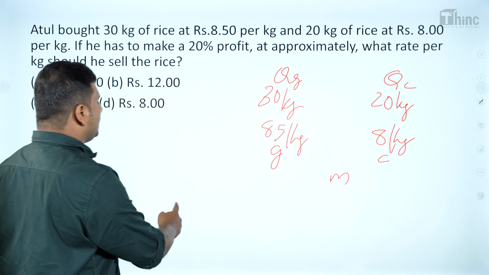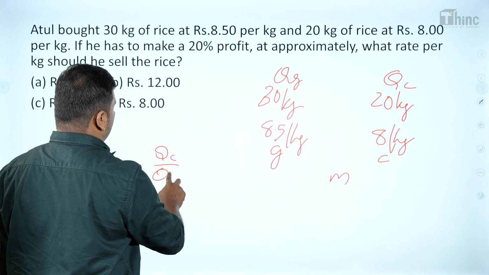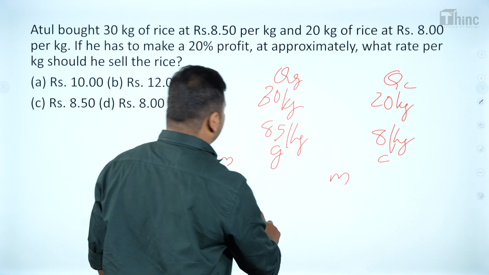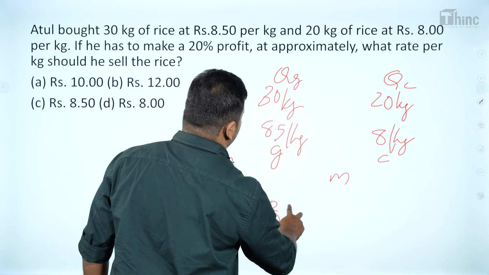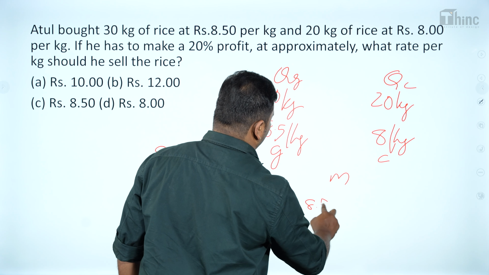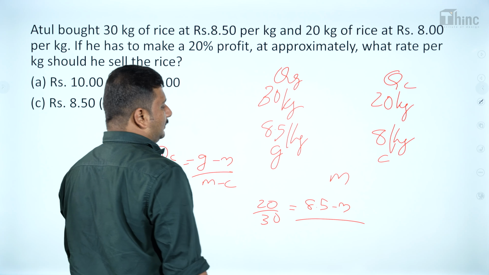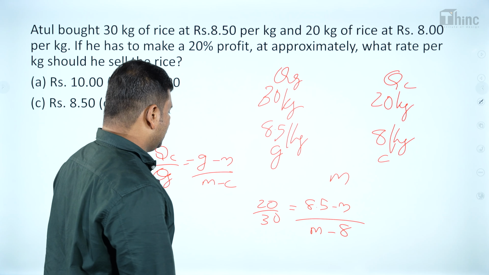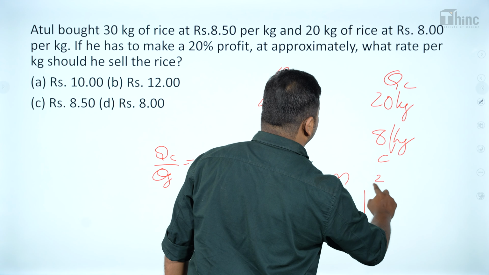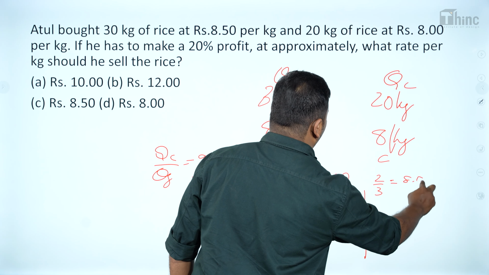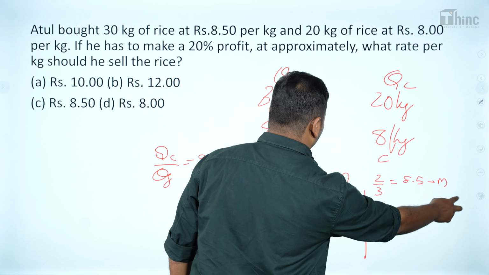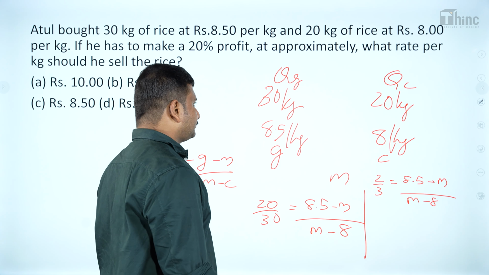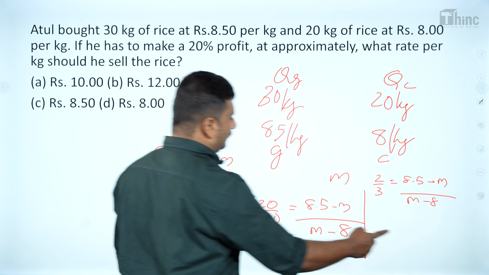We know that QC by QG equals G minus M by M minus C. So what is QC by QG? 20 by 30 equals G minus M, 8.5 minus M, by M minus C, M minus 8. I think this is clear for you. So what will we get? 2/3 equals 8.5 minus M by M minus 8. Now we can cross multiply these two to get the M value. So what will we get?